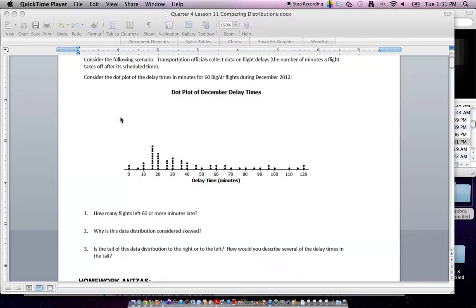Consider the following scenario. Transportation collects data on flight delays. Consider the dot plot. Okay, so we have this dot plot, and it shows data.